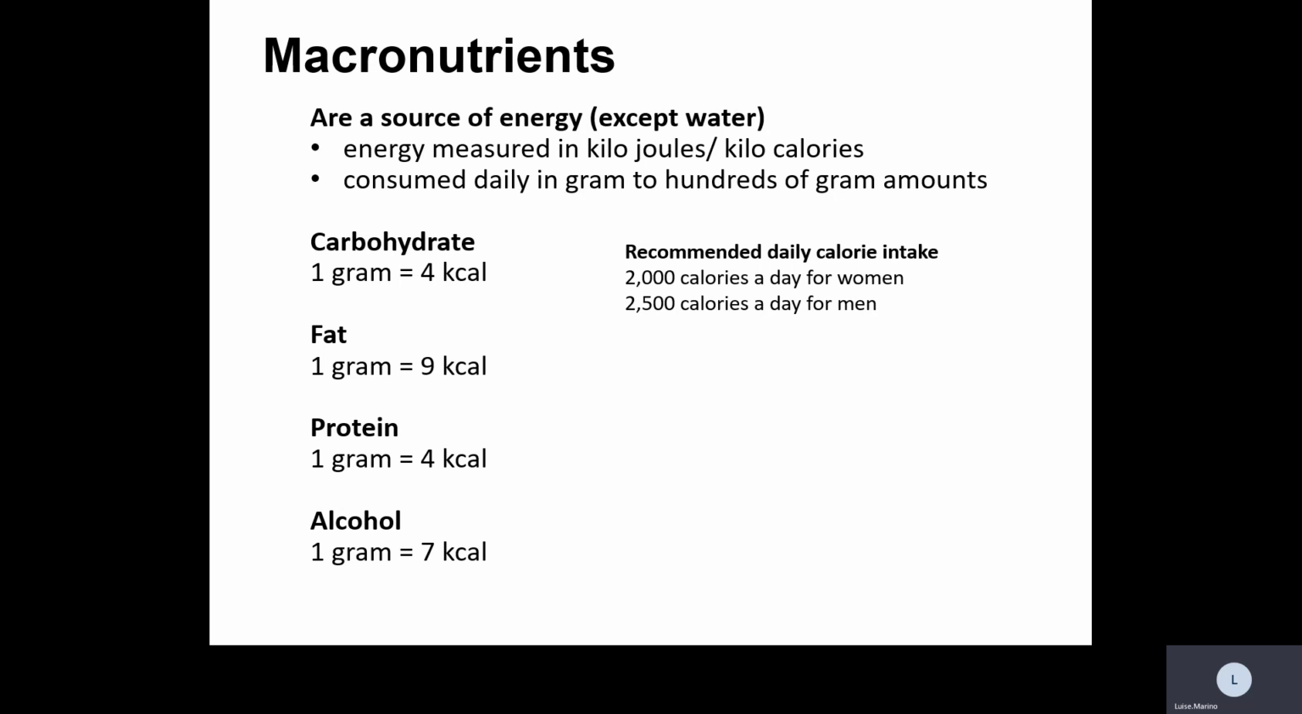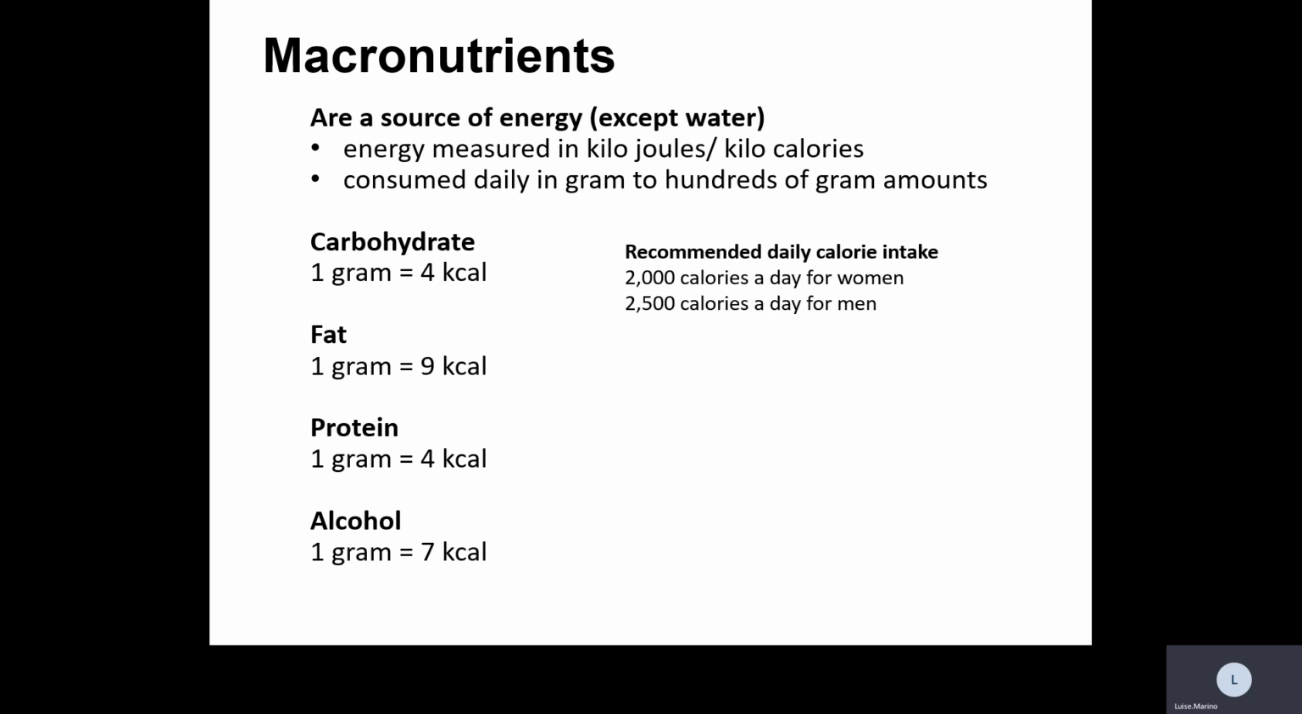So in terms of macronutrients, they're all a source of energy except for water, and they're measured both in kilojoules and kilocalories. A kilojoule is 4.2 times that of a calorie, so it's got the additional energy. So if you have 1 calorie, then the equivalent is 4.2 kilojoules. Macronutrients are those consumed in grams to hundreds of grams each day. That's why they're called macro, because they're big.